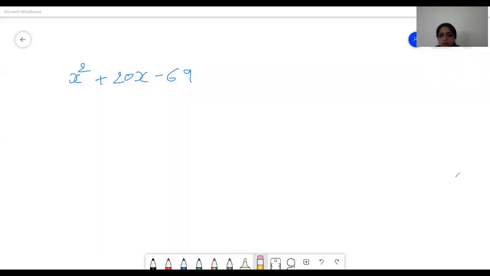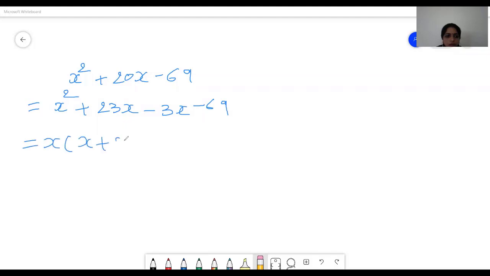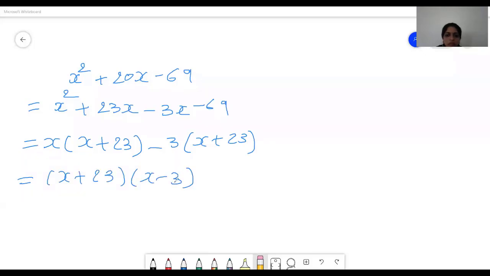Yes. x plus 23 and x minus 3. Okay. x square minus 69, keep it the same. Here, 23x minus 3x. So, if we take x common, x plus 23, minus 3 common, x plus 23. So, the factors are x plus 23 and x minus 3. Yes.